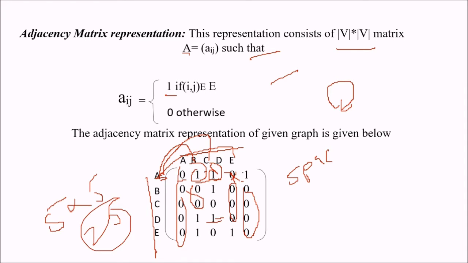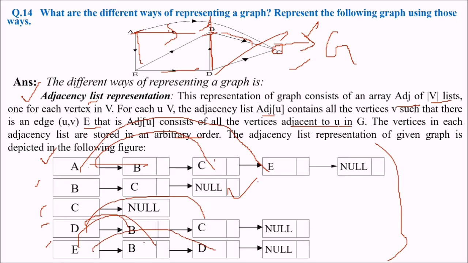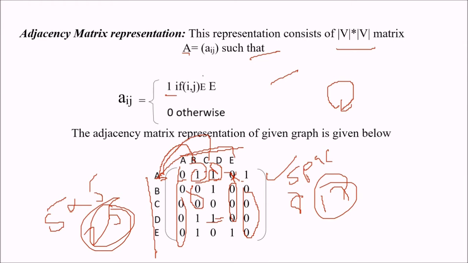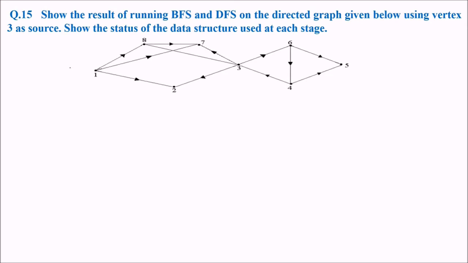Where only 1, 2, 3, 4, 5, 6, 7, 8 edges are there, and we are wasting how many spaces? Okay, we are wasting around 17 spaces. That is why this is good. But sometimes you would require this to be there. We'll see various places where we would require it. I hope you understand there are two ways to represent the graph. One is adjacency matrix, another is adjacency list.